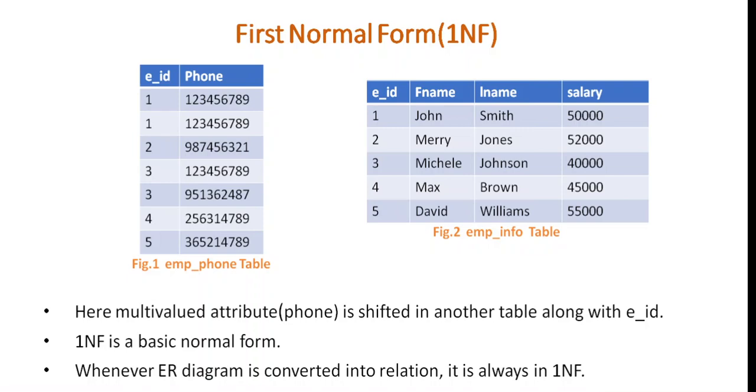Whenever an entity relationship diagram has a good design, then when that entity relationship diagram is converted into a relation, that relation is always in first normal form. So it is a basic normal form. Now let's see how to convert any relation into second normal form, and what conditions the relation has to satisfy to be in second normal form.